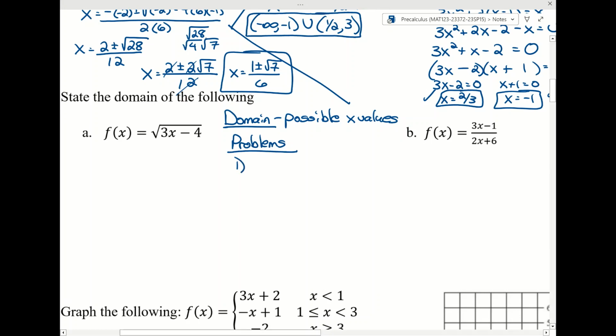One of the problems is that your denominator can't be 0. It's like what we just talked about. The second problem is that the inside of a radical has to be greater than or equal to 0. You can't take the square root of a negative number. So whenever we talk about domain, those are the two things we're looking out for. Is there a denominator and is there a radical?